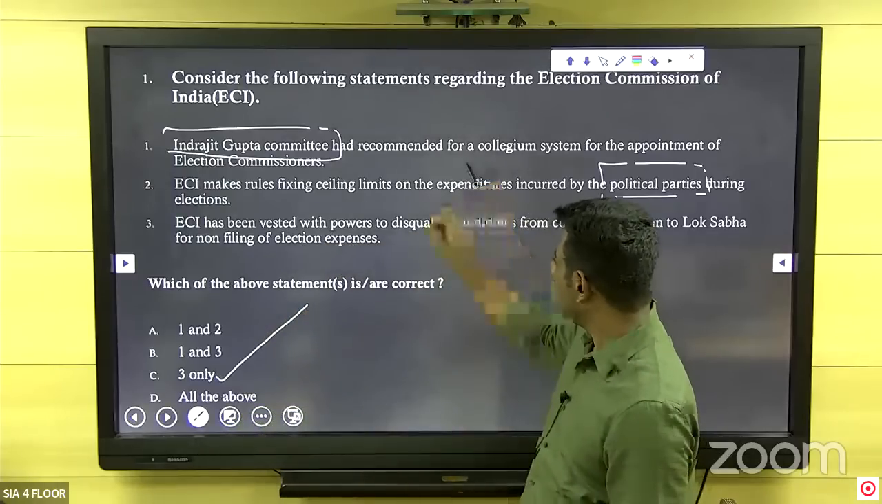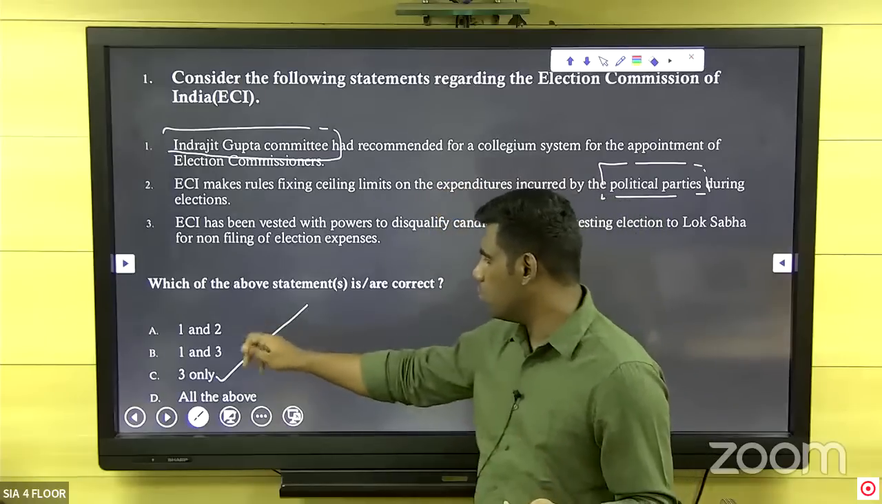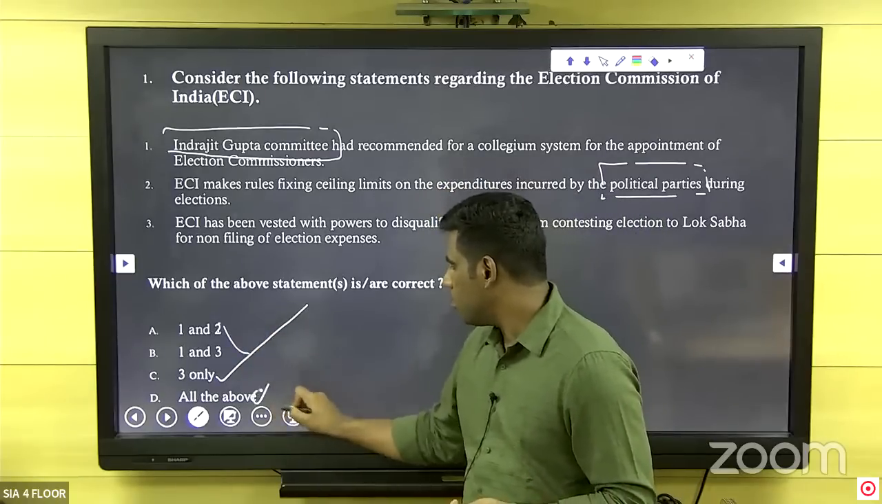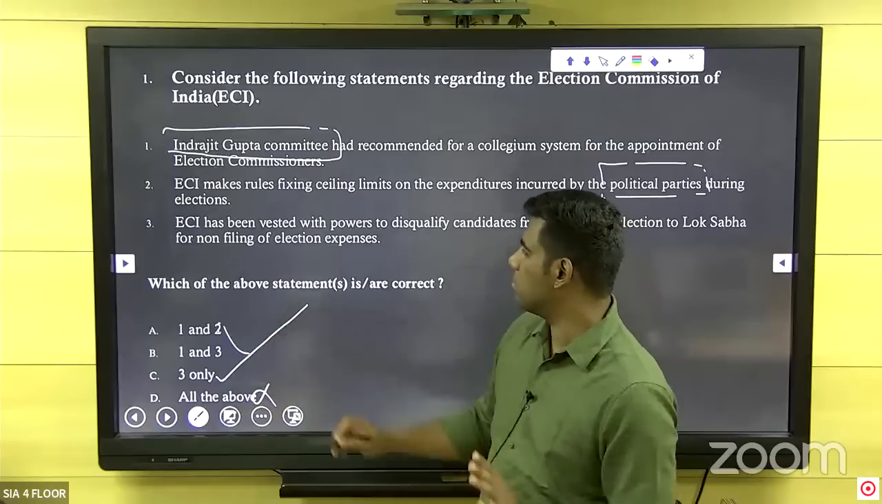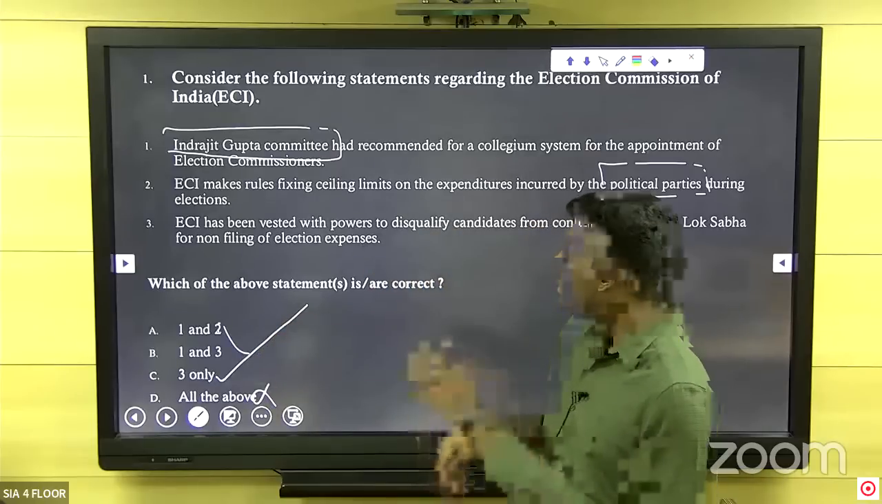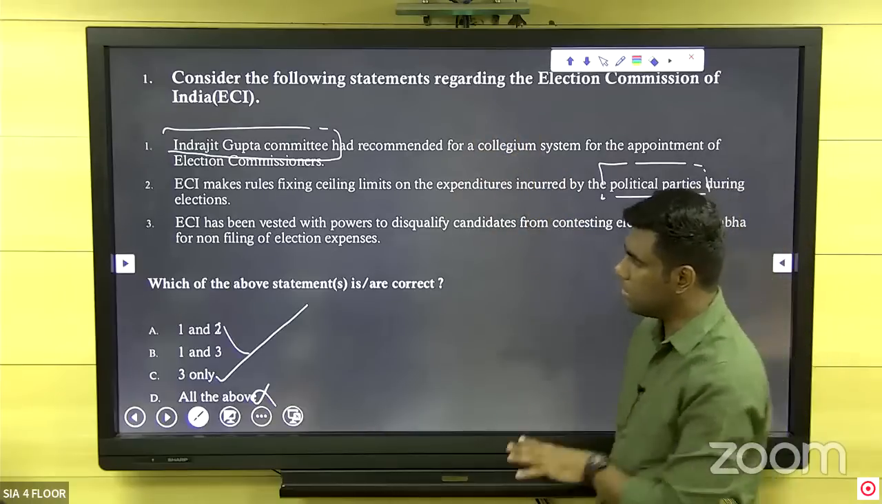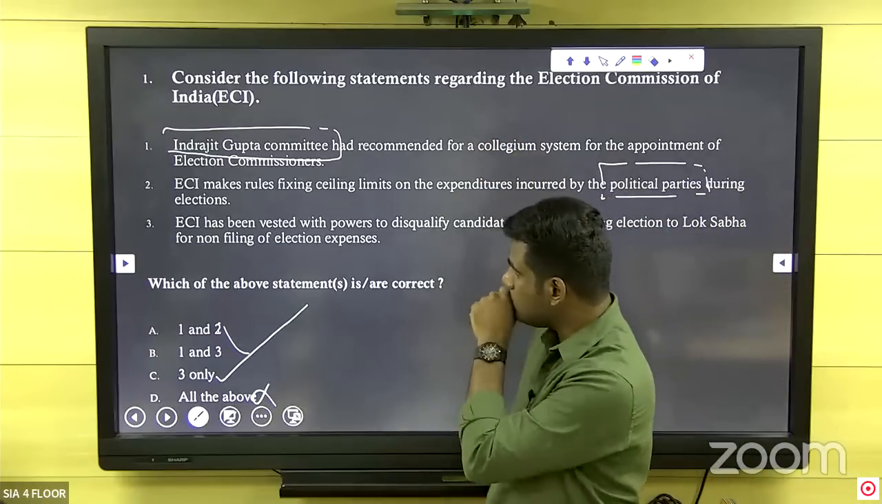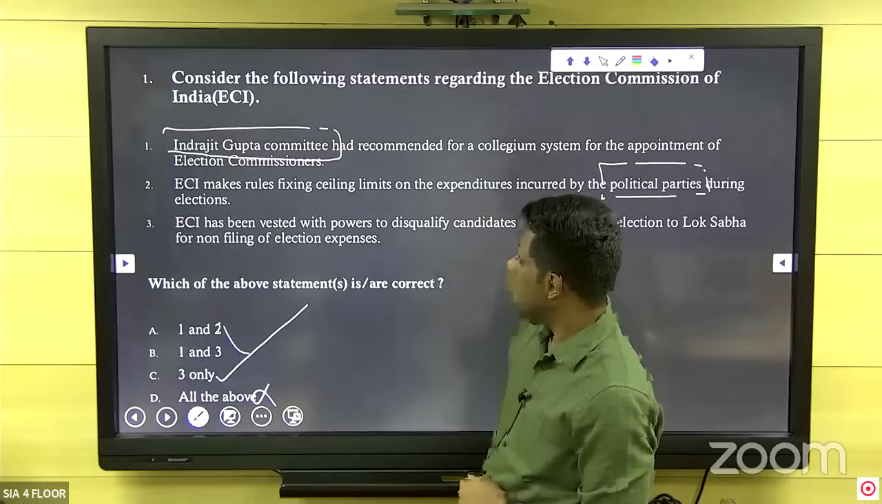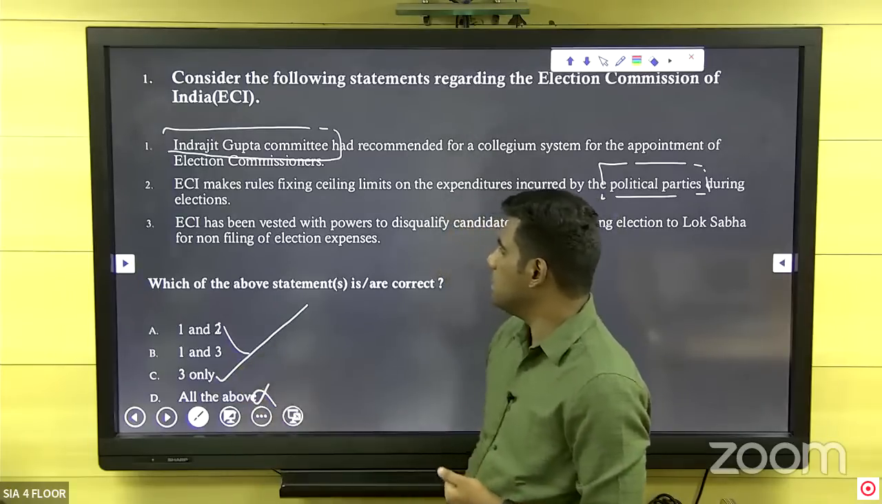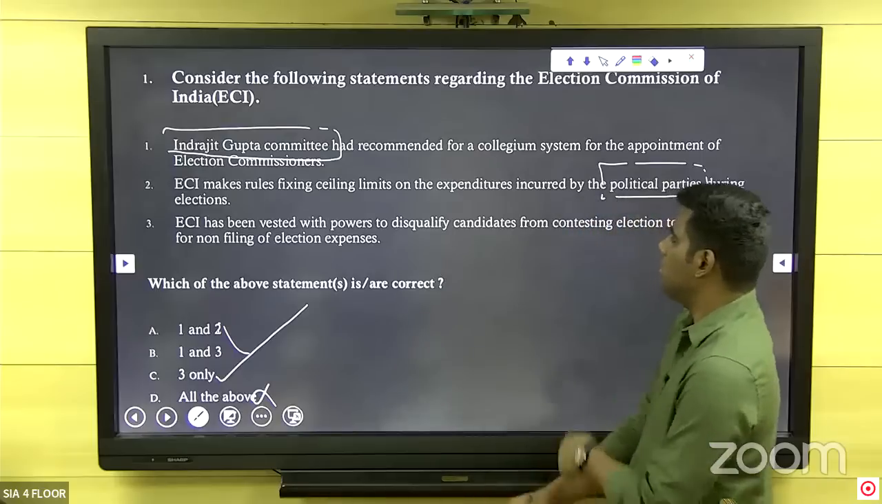So by knowing that this is not possible, you should be able to eliminate two. Okay, so this is gone. All the above is also gone. Either you have 1 and 3 or 3. So 3 is correct. Okay, even then you are left with two options. So it's only with the knowledge of the first option, whether it is right or wrong, you will get the answer right. So first question, the correct answer is option C, 3 only.